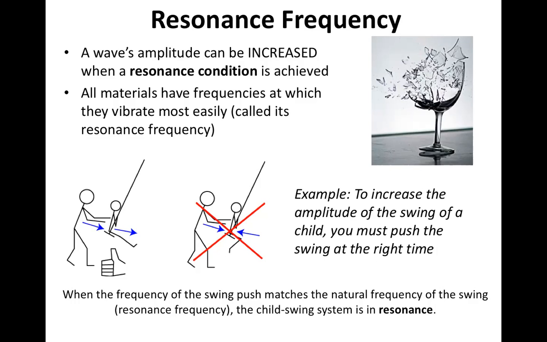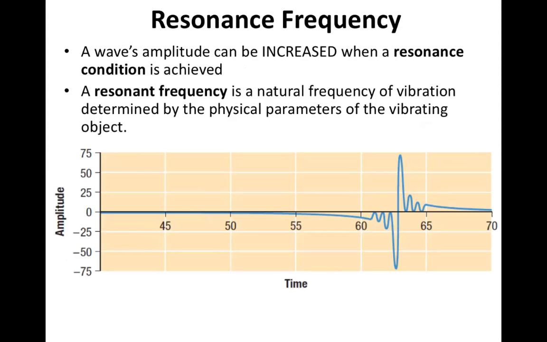You can actually stop the person from swinging if you push them forwards when they're going backwards. It would decrease the amplitude. So for increasing that amplitude, you have to give the push at the right time. So that's the resonance condition. You have to find the resonance condition, and that's what will help amplify. When the swing push frequency matches the natural vibration frequency of the swing, then the child's swing system is in resonance.